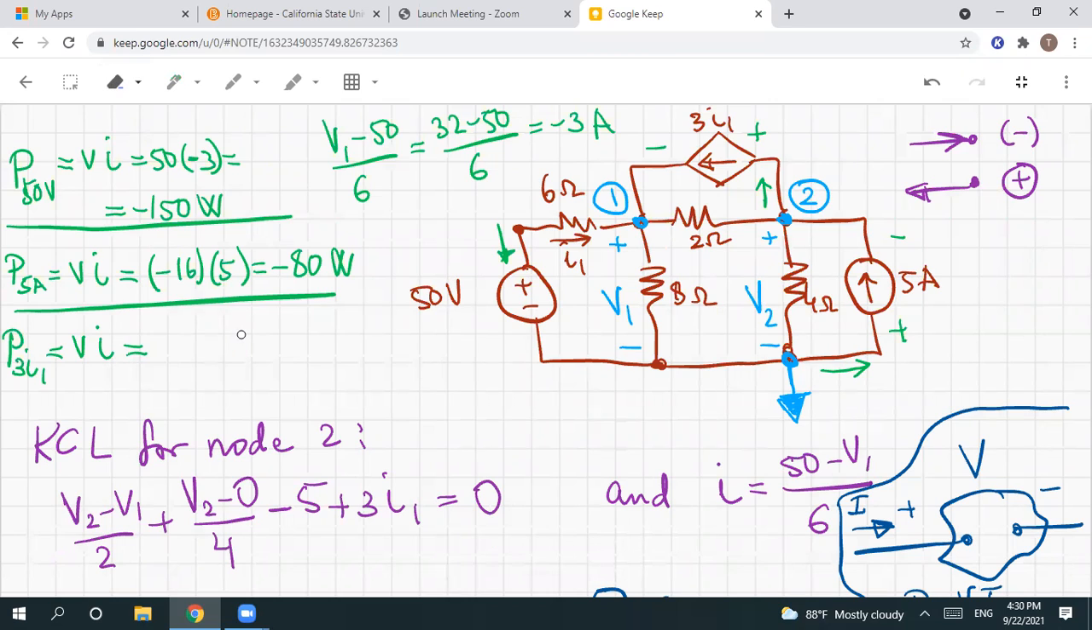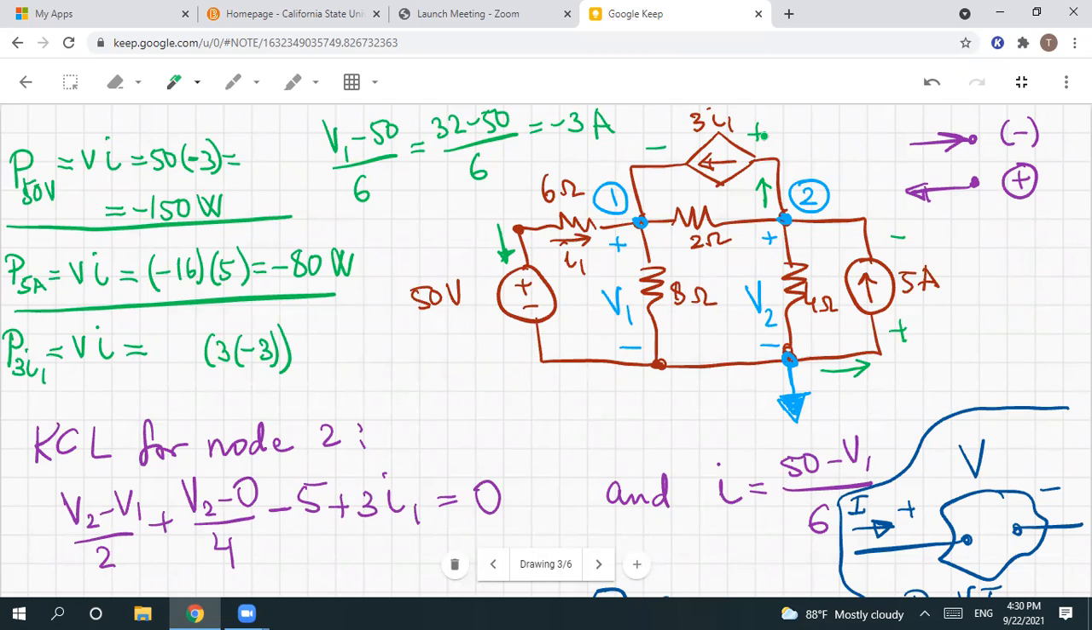Sorry, the current here is 3I1. Okay, 3I1, and the I1 is negative 3. So the current is 3 times negative 3. Okay, so this is the current. So the current is 3I1, and the I1 is found to be negative 3. So it will be 3 times negative 3.